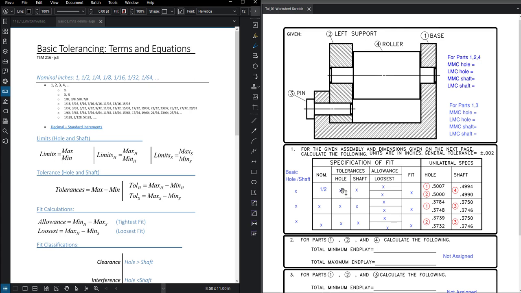Next one here then, tolerancing, calculating the tolerances. Well, we can see tolerances are always defined as maximum minus minimum. So for the hole here that has a maximum of 0.5007, minimum 0.5, the hole tolerance then is said to be 0.0007, 0.7 thousandths of an inch. Shaft tolerance, max minus minimum. Four thousandths.